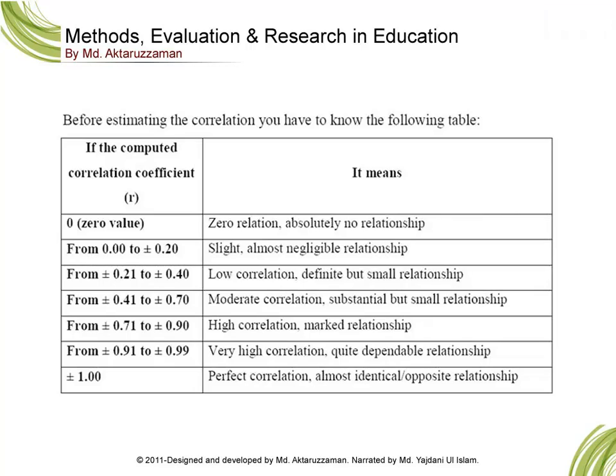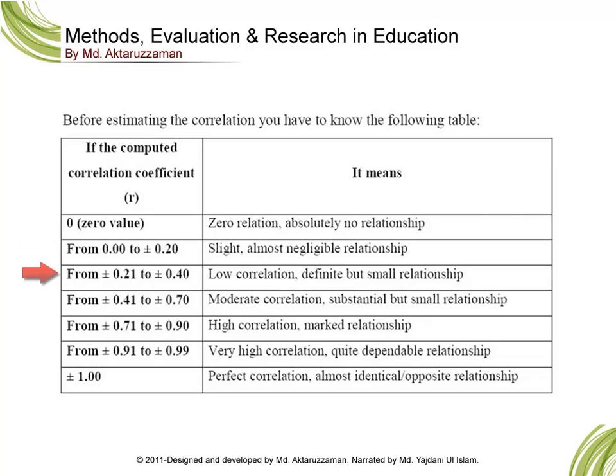Before estimating the correlation, you have to know the following table. If the computed correlation coefficient, in short small r, which is the symbol, is zero value, then it means zero relation, absolutely no relationship. If r is from 0.00 to plus minus 0.20, which means slight, almost negligible relationship.